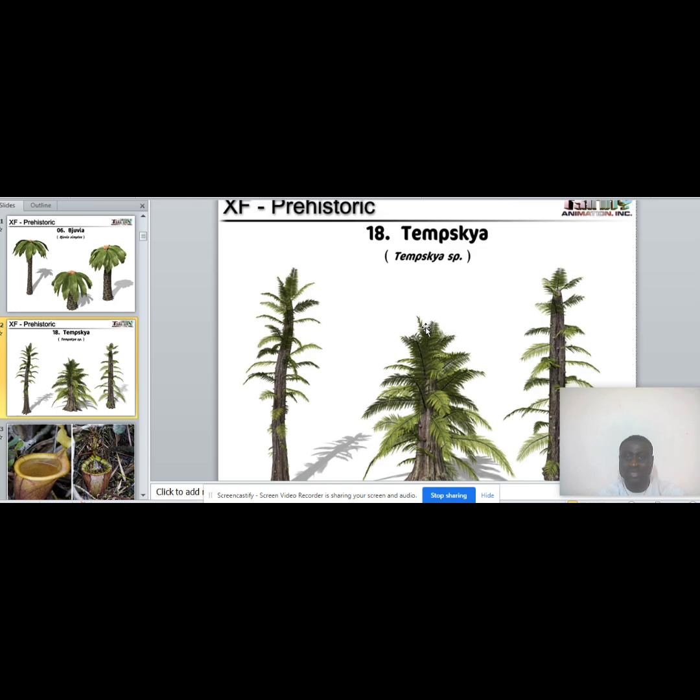Now I have another prehistoric plant here called Temskia. The scientific name is Temskia species. Now Temskia species also bears a close resemblance to the palm tree, but in this case it is taller. Some are stout or short, with the leaves arranged in an alternating way. I think this gives us a link to the current day palm trees, as you can see the arrangement of the leaves.